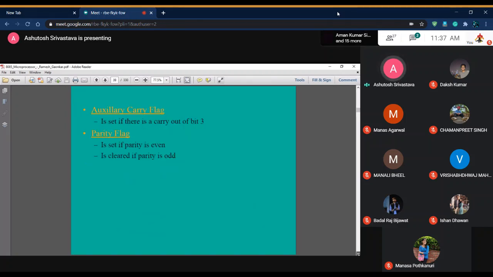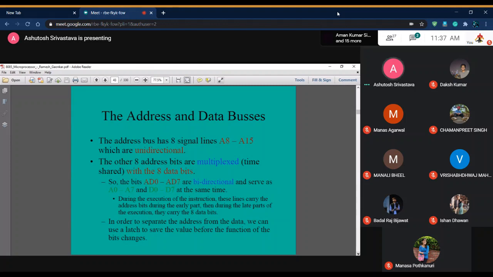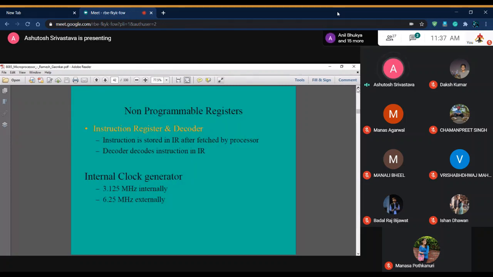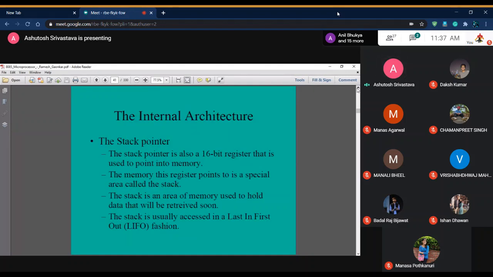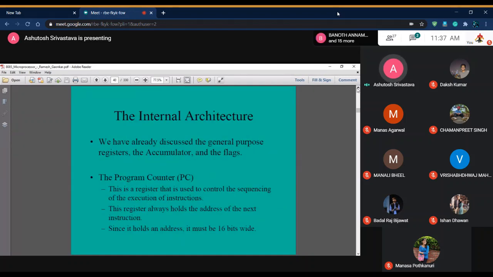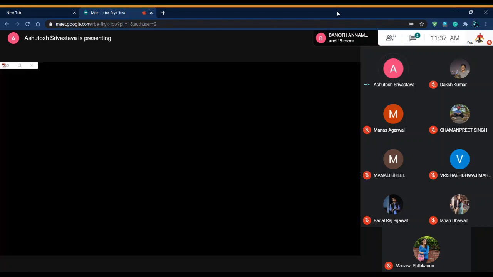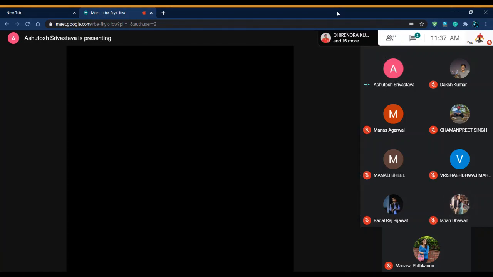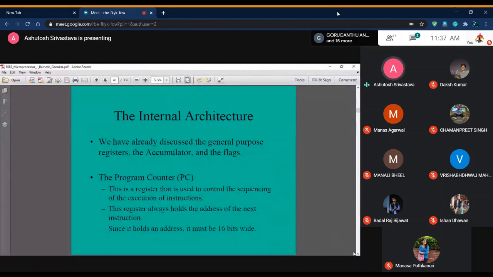I don't know why it is going back to this thing again and again. So please note down these two things: stack pointer and program counter. Are you students there? Am I still connected? Yes, sir. Okay. So program counter is something which we have talked about in detail, as well as your stack pointer.